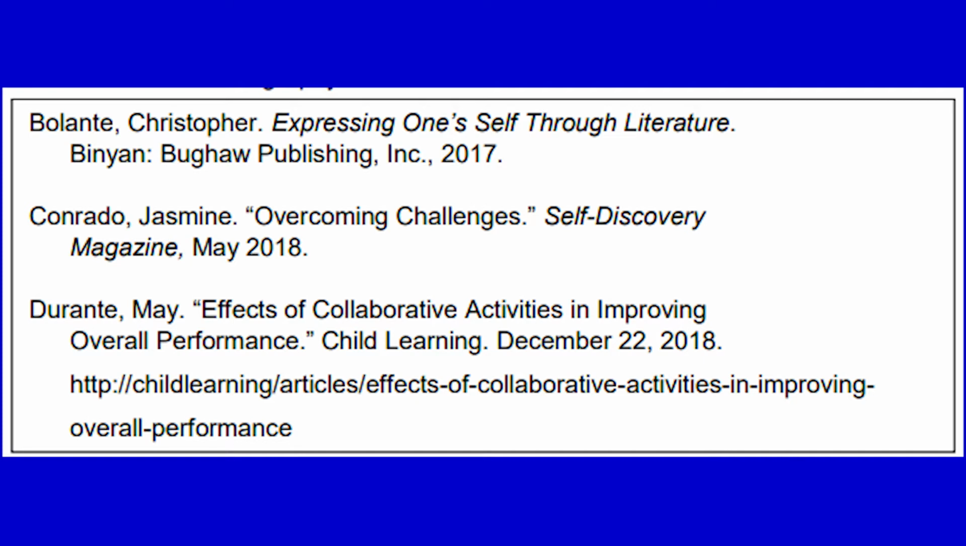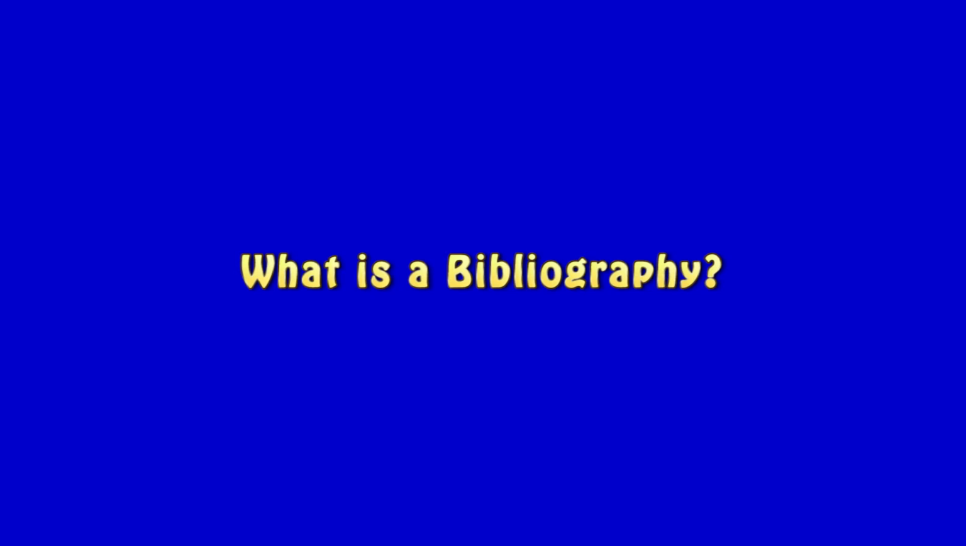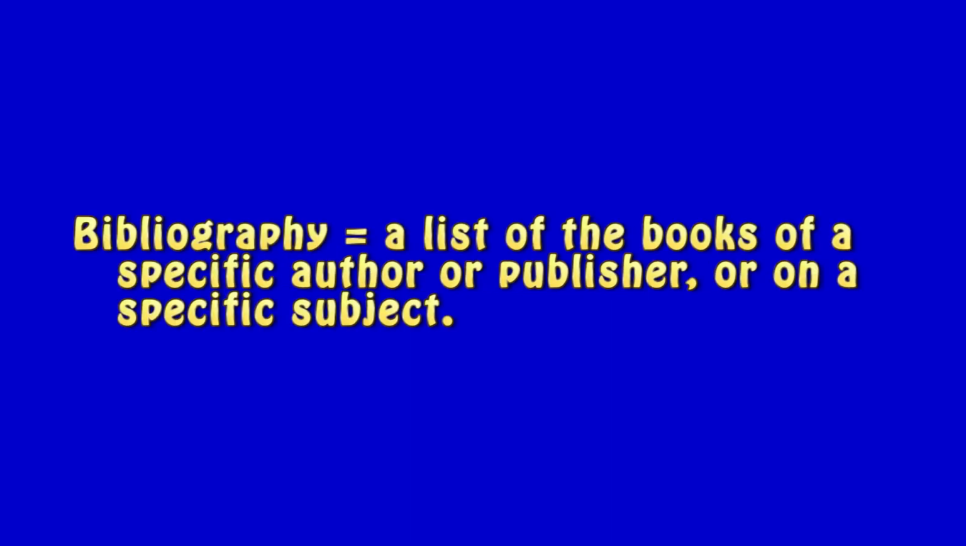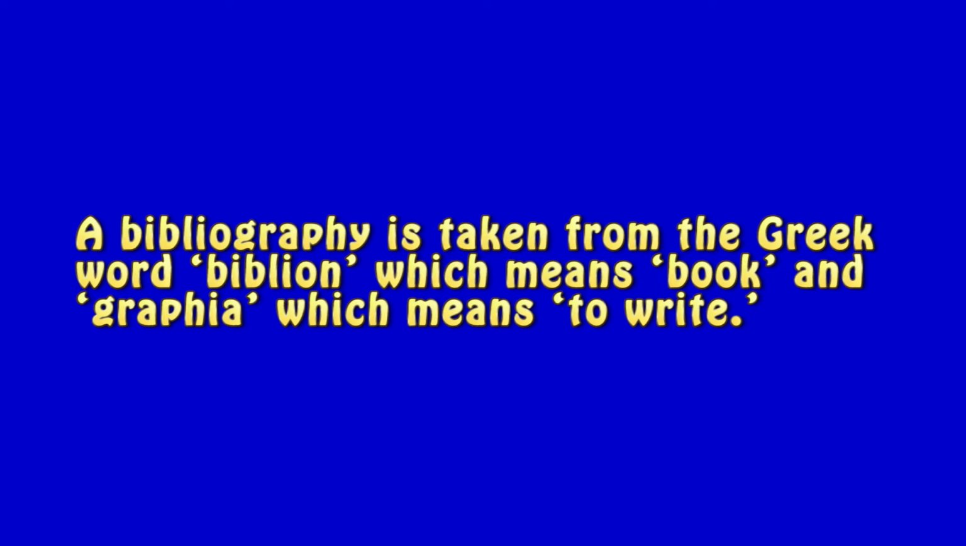Now, my question is, what is a bibliography? A bibliography is a list of the books of a specific author or publisher or on a specific subject. Also, bibliography is taken from the Greek words biblion, which means book, and graphia, which means to write. So, yung word na bibliography ay kinuha sa salitang Griego o sa Greek word ng dalawang salita. Yung biblion, at saka yung graphia. So, bibliography or biblion graphia galing sa Greek word. Ang ibig sabihin ng biblion ay book or aklat at ang ibig sabihin ng graphia ay sulat or write.